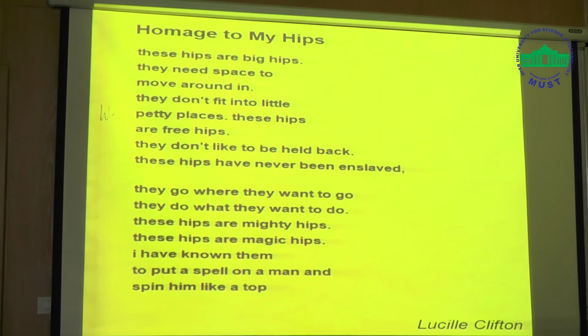Homage to my hips. These hips are big hips. They need space to move around in. They don't fit into little petty places. These hips are free hips. They don't like to be held back. These hips have never been enslaved. They go where they want to go. They do what they want to do. These hips are mighty hips. These hips are magic hips. I have known them to put a spell on a man and spin like a top.